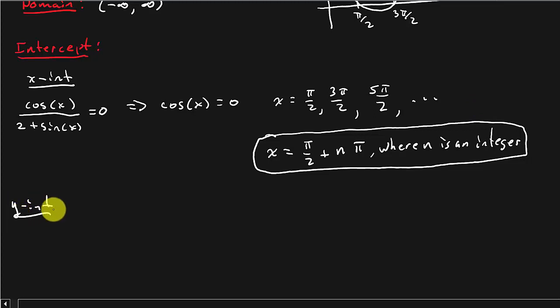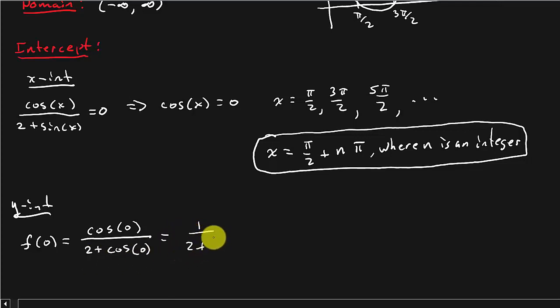Now, let's find the y-intercept. Remember, the y-intercept is where we just evaluate the function at 0. So that would be cosine of 0 over 2 plus cosine 0, which is going to be what? That's 1, and then 2 plus, I'm sorry, that's not cosine. That is sine. 2 plus 0, which is 1/2. So the y-intercept is (0, 1/2). All right.